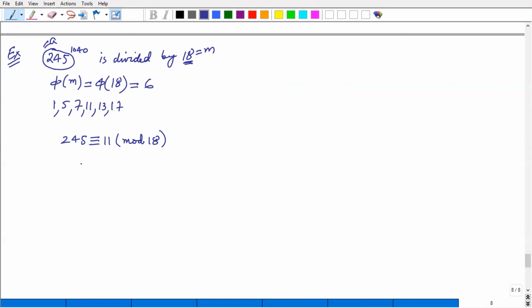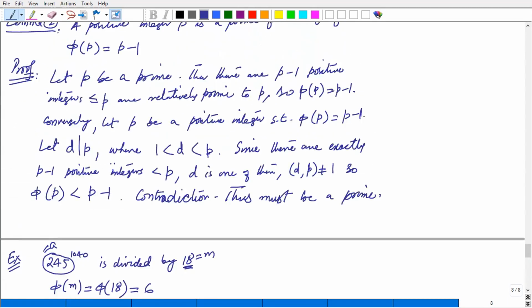In other words, we have to find 11 to the power 1040 divided by 18. So we are converting this question. So m is 18 here and a is 11 here.